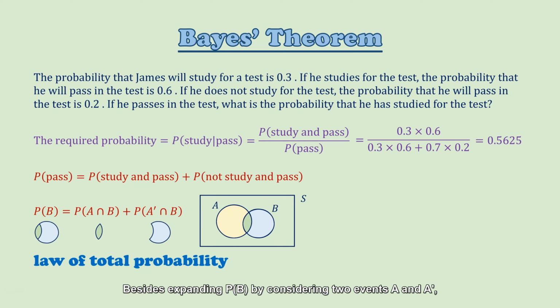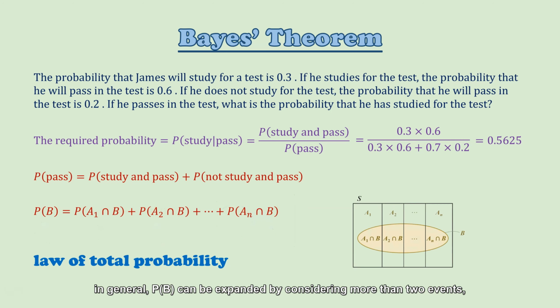Besides expanding P(B) by considering two events A and A', in general, P(B) can be expanded by considering more than two events, if these n events A1, A2 to An are exhaustive and mutually exclusive. Exhaustive means the union of these events will cover the entire sample space.